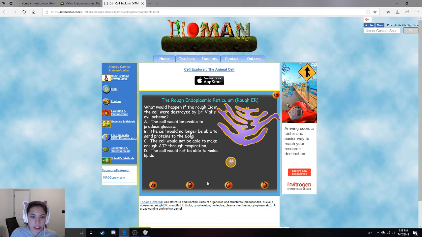What would happen if the rough ER in the cell were destroyed by Dr. Veal's evil scheme? The cell would be unable to produce glucose. The cell would no longer be able to send proteins to the Golgi.